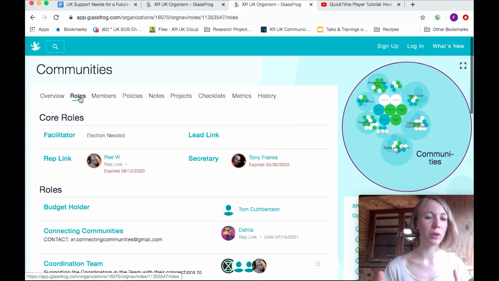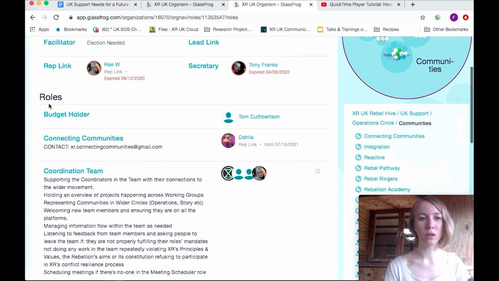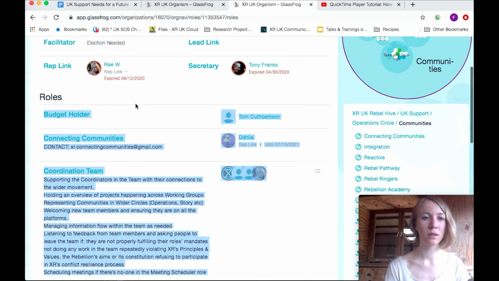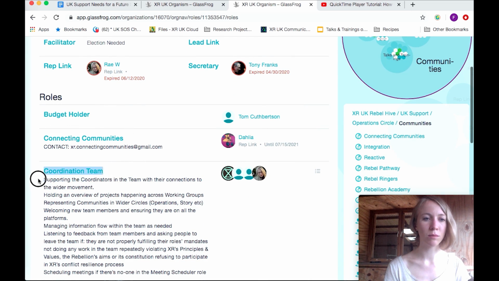So who's doing what within the team? You have the budget holder, for example. You have the coordination team, that kind of stuff. And the cool thing here is that not only do you see what the roles are, but you also see who fills them. So that's quite transparent, you could say.